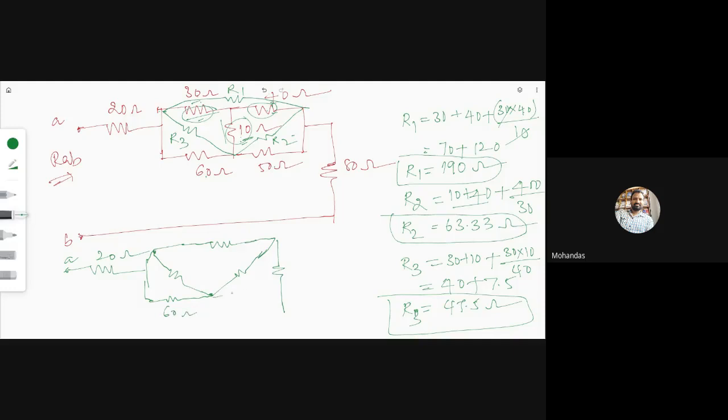This is 60 ohm. This is 50 ohm. Now what is this R1 value? R1 and this one. This is 190 and R2 is this, that is 63.33 ohms. And what is this? 47.5.